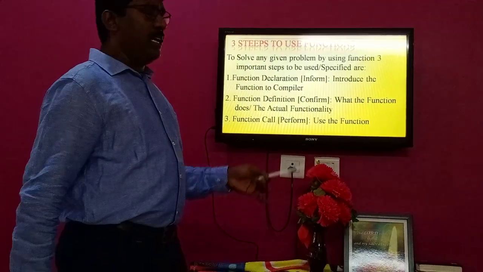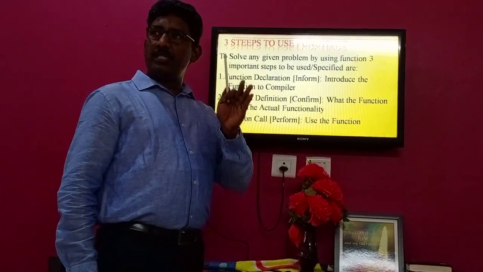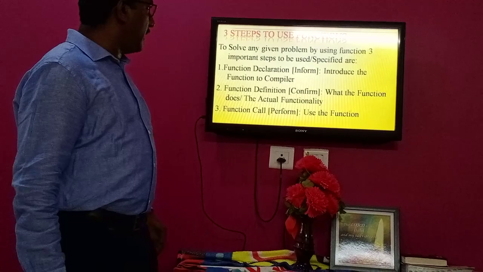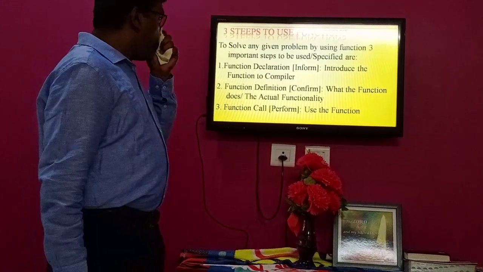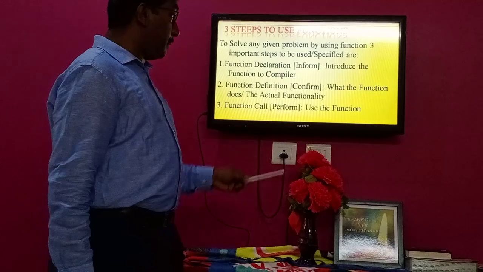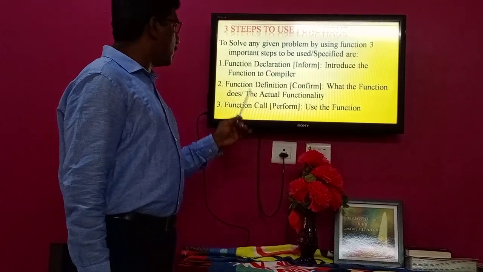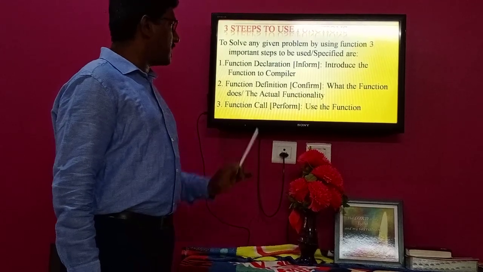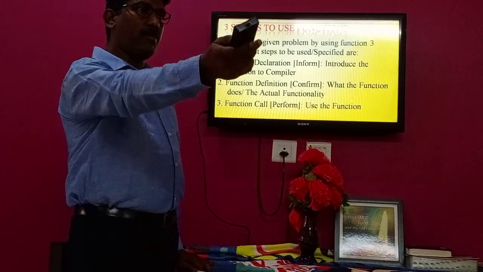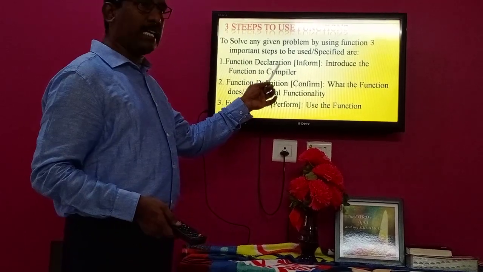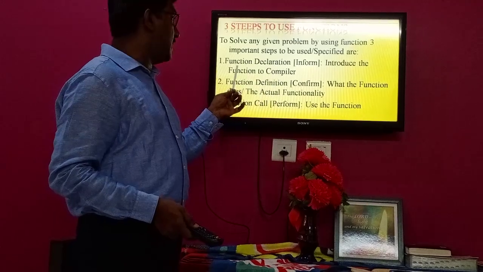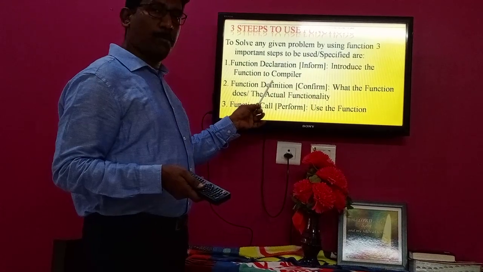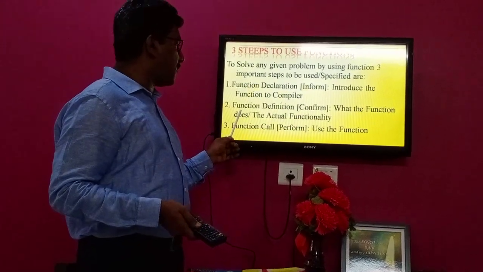Then the next one is, if I want to solve any problem, I need to use three important steps. That is, 3 steps to use functions. To solve any given problem by using functions, 3 important steps need to be specified. Those steps are: first one is function declaration, second one is function definition, third one is function call. Just like before using any variable, what we will do? We will declare. That is called the declaration part, variable declaration part. Here we call it function declaration. So whatever function I am going to use needs to be introduced to the compiler. That is called inform. Then the second one is function definition.